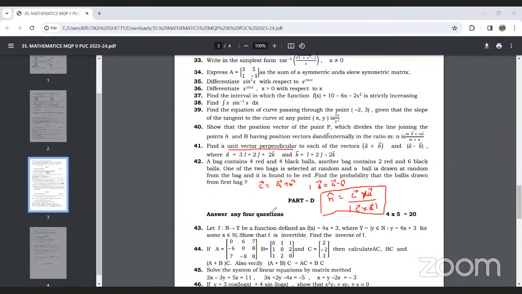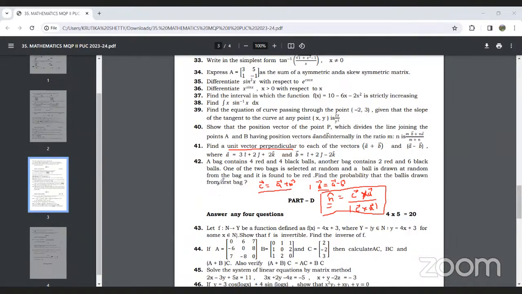Once again we will discuss. First we have to find a plus b, next you have to find a minus b. So a plus b you all consider as vector c, a minus b you all consider as vector d. And then after that, by using the formula n cap is equal to c cross d divided by mod of c cross d, we will get the required perpendicular vector.